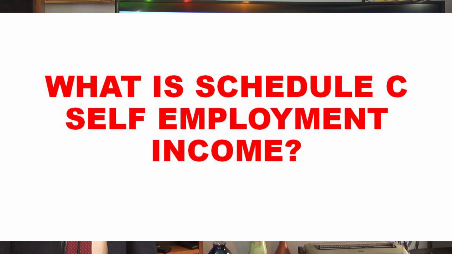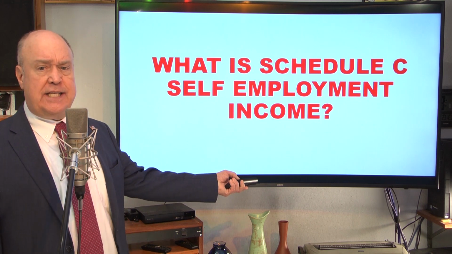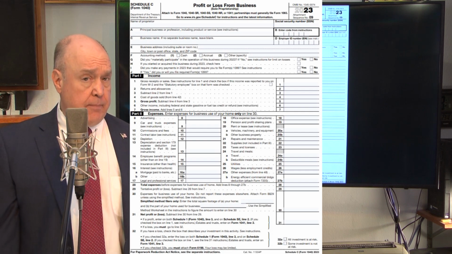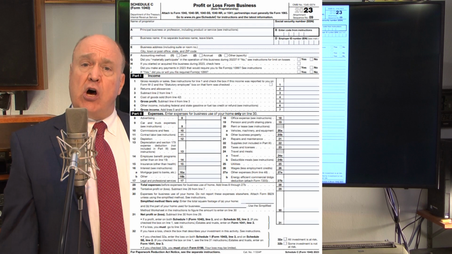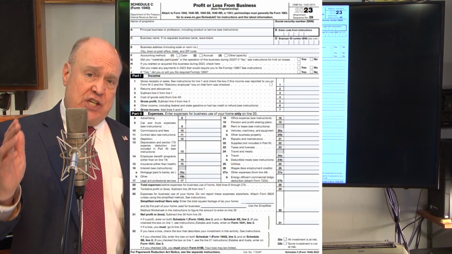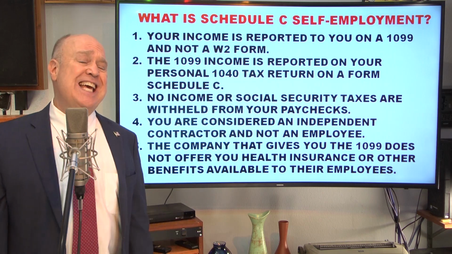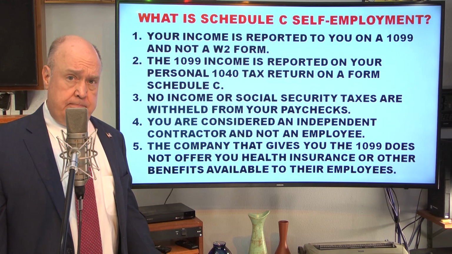So what is Schedule C self-employment income? To make a long story short, if your tax return contains one of these forms here, a Schedule C, profit and loss from business, and the income you need to qualify for the mortgage is on this form, then you are Schedule C self-employed. Your income is reported to you on a 1099 form and not a W-2 form. No taxes are withheld from your paycheck, and you're considered an independent contractor and not an employee.